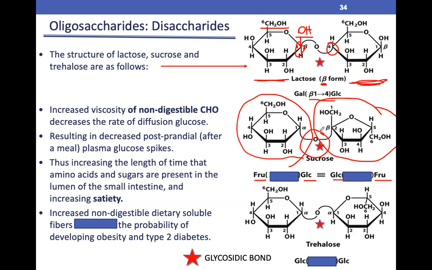Will these bonds always be beta, or can it be either beta or alpha? I think they would have to specify. But lactose, for example, I believe is almost always going to be in the beta form. So usually it's one or the other. If you change it up, then it might become another disaccharide. That's why we have to say beta 1-4, because if it was alpha 1-4, then it might not be lactose anymore. Does that answer your question?